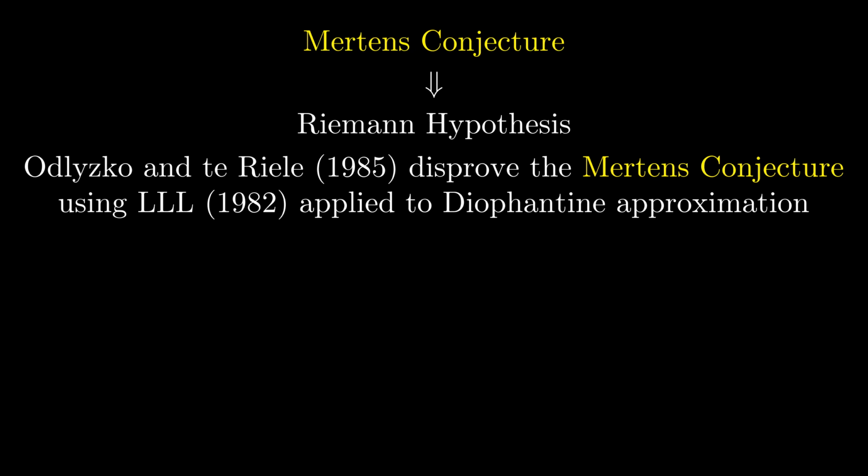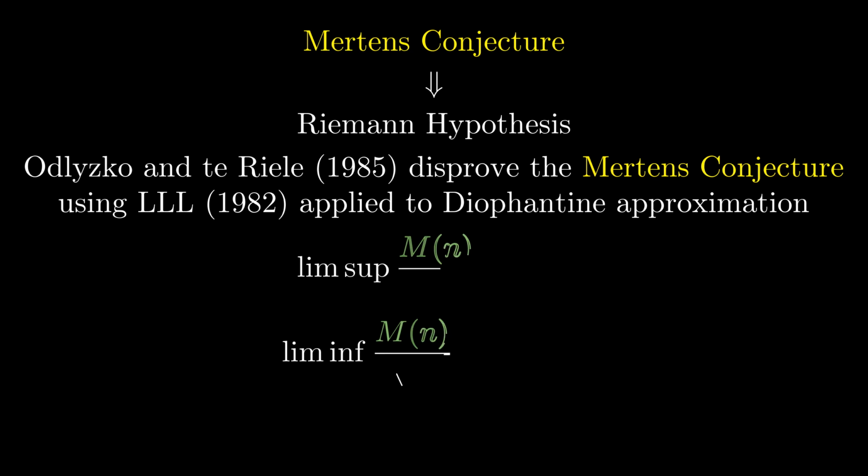At one point in the process, the Mertens conjecture relies on a particular Diophantine approximation, an integer relation, something the LLL algorithm is perfectly suited for. The algorithm hits the scene in 1982, and just 3 years later, Odlyzko and te Riele use it to disprove the long-standing Mertens conjecture. They were able to put just good enough bounds on the lim sup and lim inf of M(n) over the square root of n.